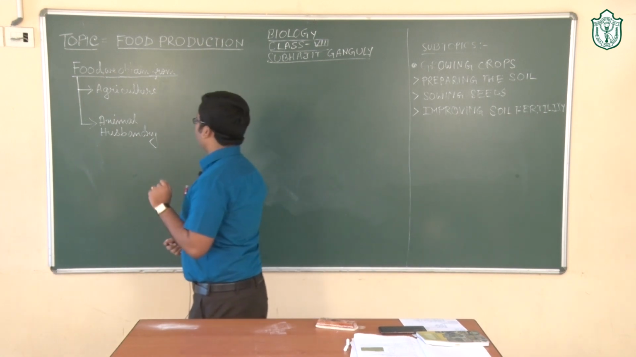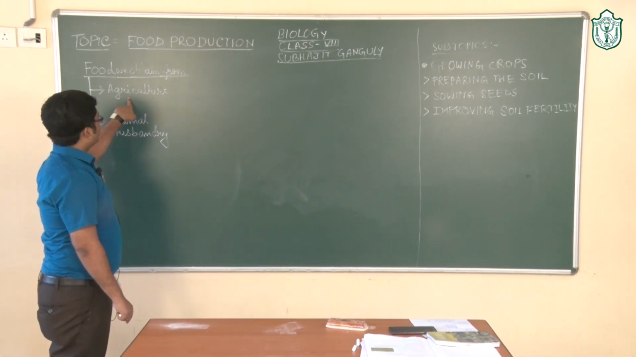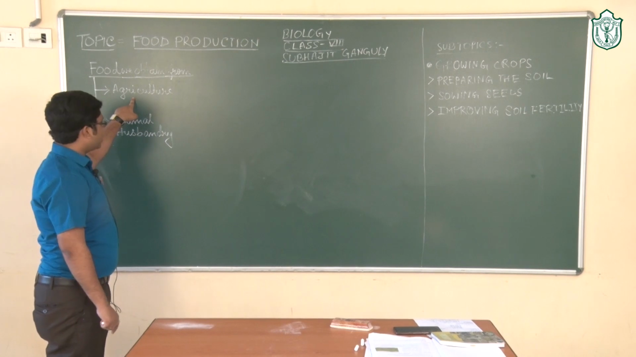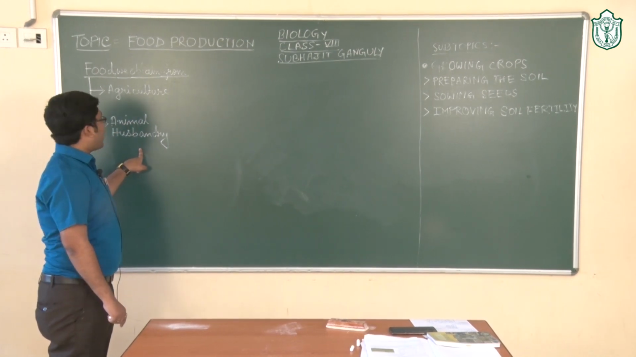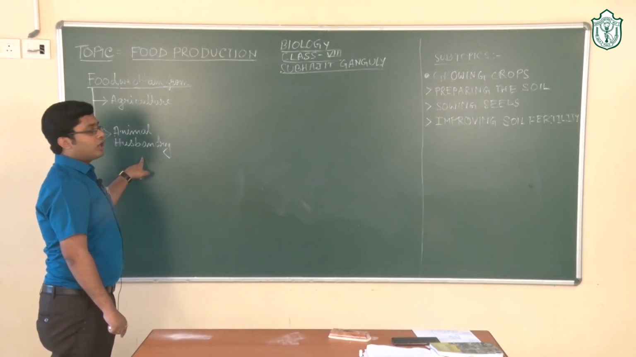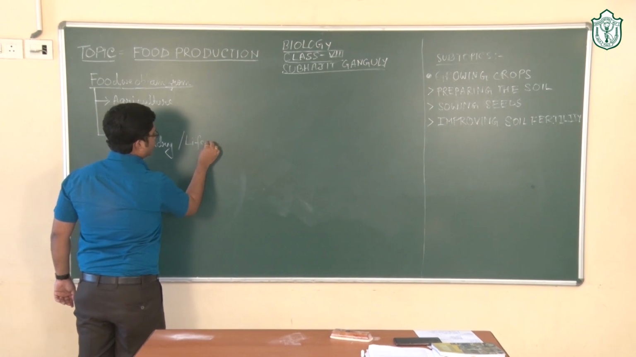The scientific way by which we get plant-based food is known as agriculture, and the scientific way by which we get animal-based food is called animal husbandry or livestock farming.